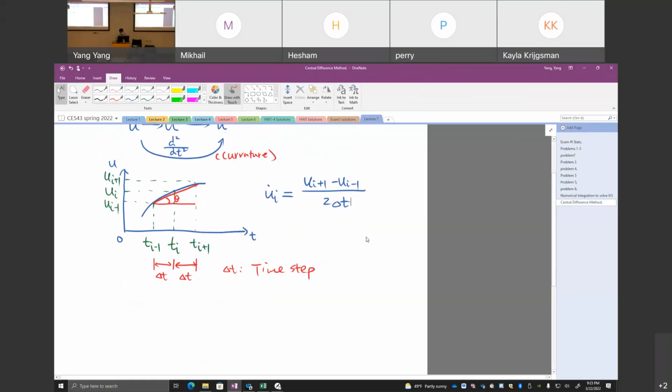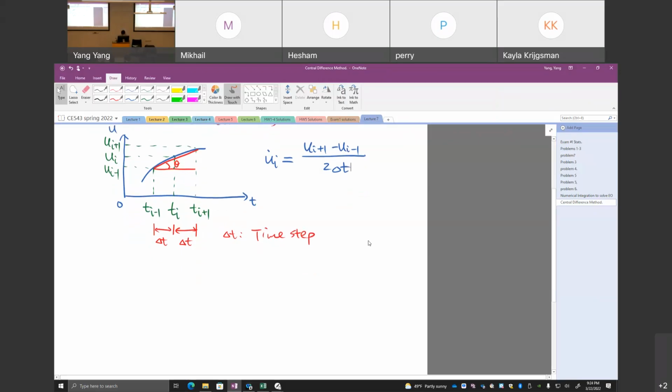Any questions up to here? Theoretically, the velocity should be the derivative of displacement, but you cannot have the computer do a derivative for you. You can only have the computer do a difference for you. So we have to use a difference to approximate the derivative. Does that make sense? Any questions?